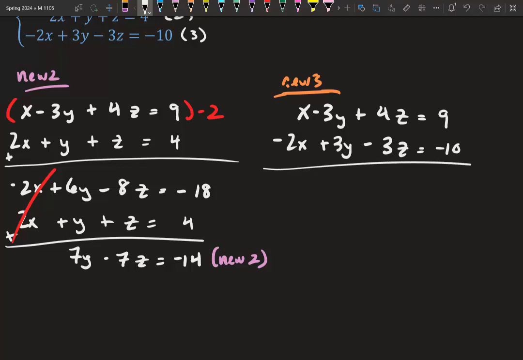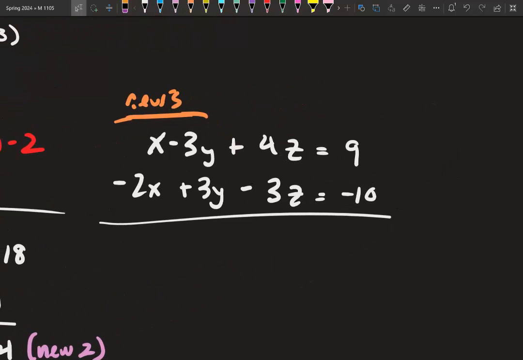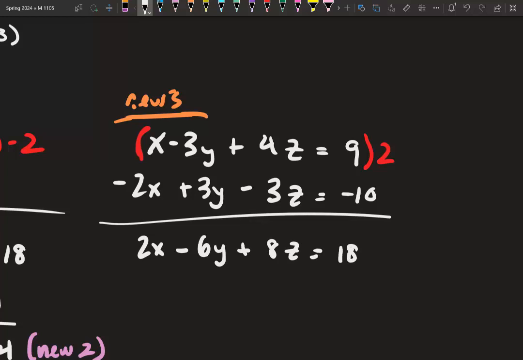Since that's the case, they need to be the same number but opposite signs. So they're already opposite signs. Now we just need to be the same number. So we're going to multiply by 2. So we'll have 2x minus 6y plus 8z equals 18. On the bottom, we didn't do anything.